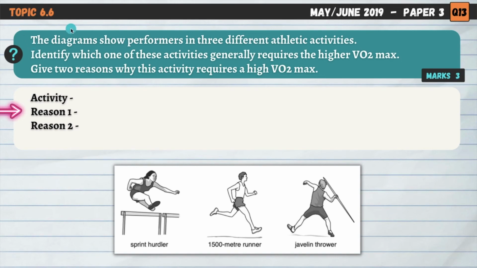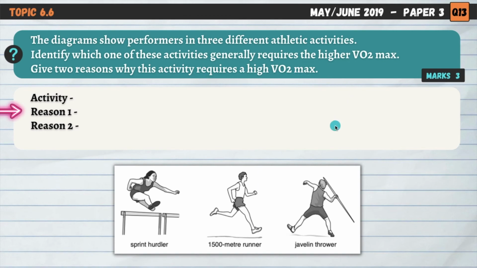Topic 6.6, another one on VO2 max here. The diagrams show performers in 3 different athletic activities. So we have a sprint hurdler, 1500 meter runner, and a javelin thrower. Identify which of these activities generally requires the higher VO2 max. Okay, so we need to first identify which one requires the highest VO2 max, and then give 2 reasons why this activity requires a high VO2 max.